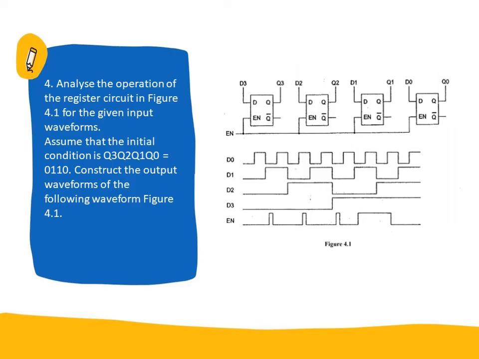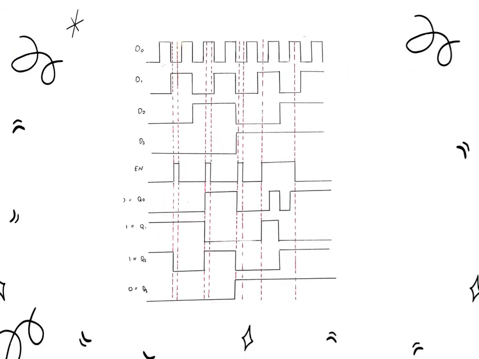Okay, the last question, question 4. In this question, we need to find the output waveform from each Q output. The question already gives the initial condition, that is 0 for Q0 and Q3, 1 for Q1 and Q2. Okay, this is the waveform.